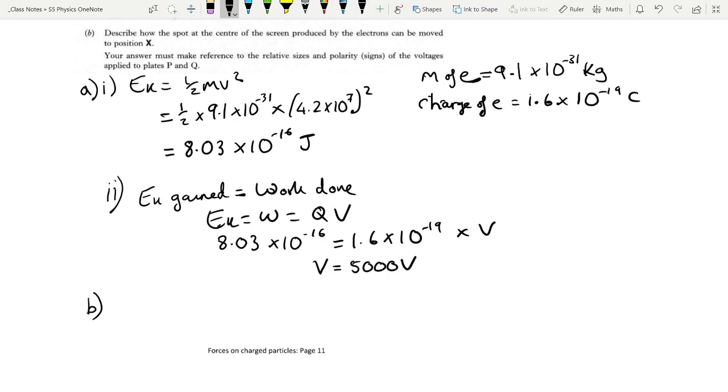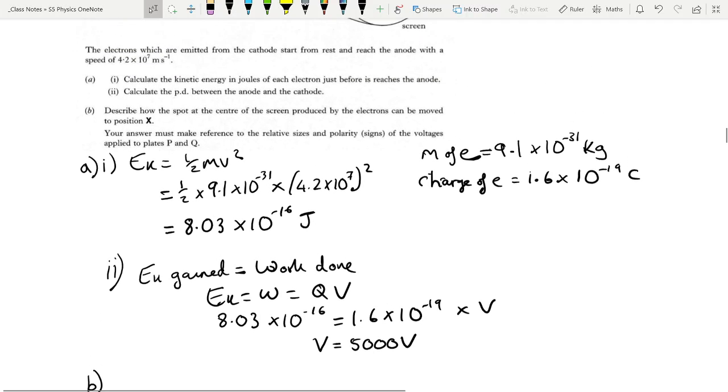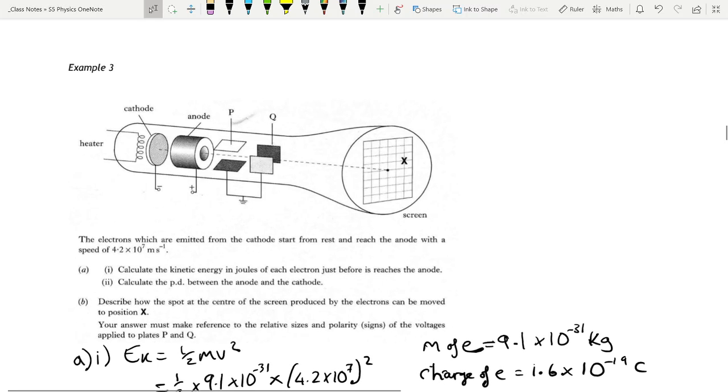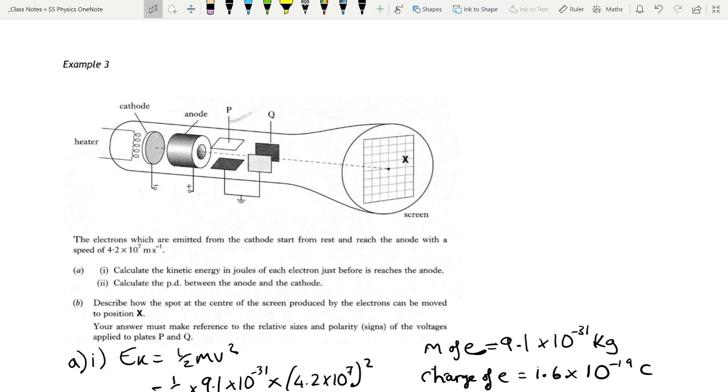And part B, describe how the spot at the center of the screen produced by the electrons can be moved to position X. Your answer must make reference to the relative sizes and polarity, so signs, of the voltages applied to plates P and Q. Okay, so we have seen this kind of thing in the past. So basically what is happening is we've got the electrons, they're being accelerated and they're fired up here. And if they go straight on, they end up right in the middle of the screen. But we can move it up and down, or left and right, by charging these plates.